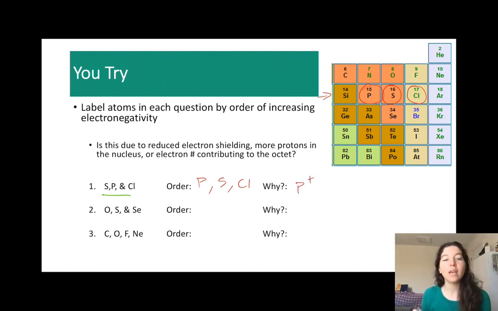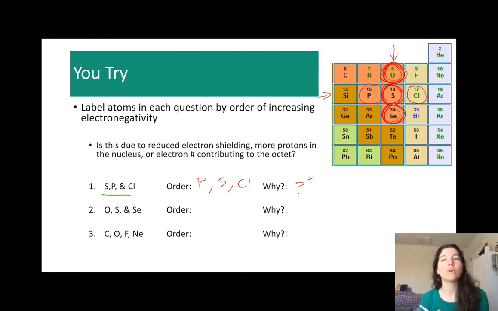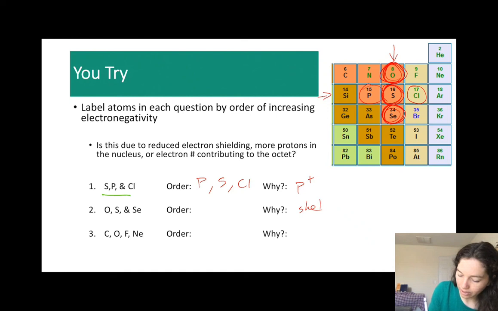That's why. Now let's look at oxygen, sulfur, and selenium. These are in the same group, i.e. column, so they have the same amount of valence electrons, not necessarily electron shells. They do have different numbers of protons as well, and those are some of the differences here. What's particularly striking is they're in different rows, meaning they have different electron shells. So we're going to say this is due to electron shells.